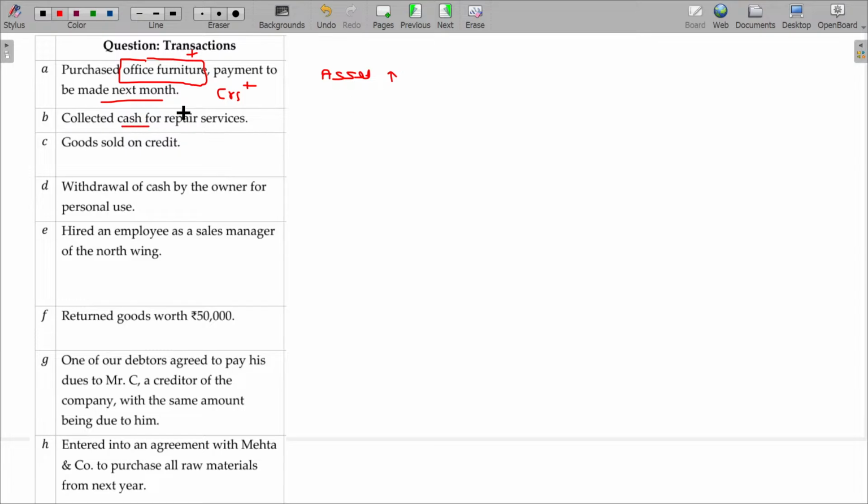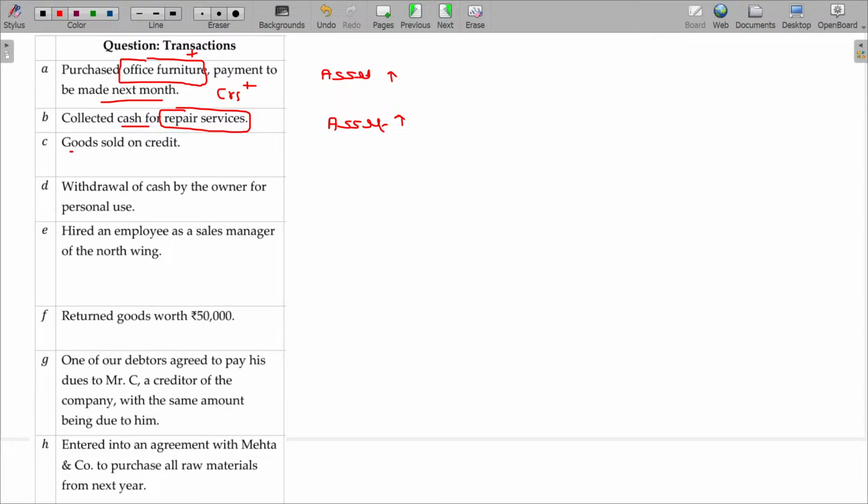Collected cash for repair services. Asset increase or decrease? Increase. Asset increases. Cash comes in, right? Cash is also a part of asset. Cash comes in means cash increases, asset ultimately increases.